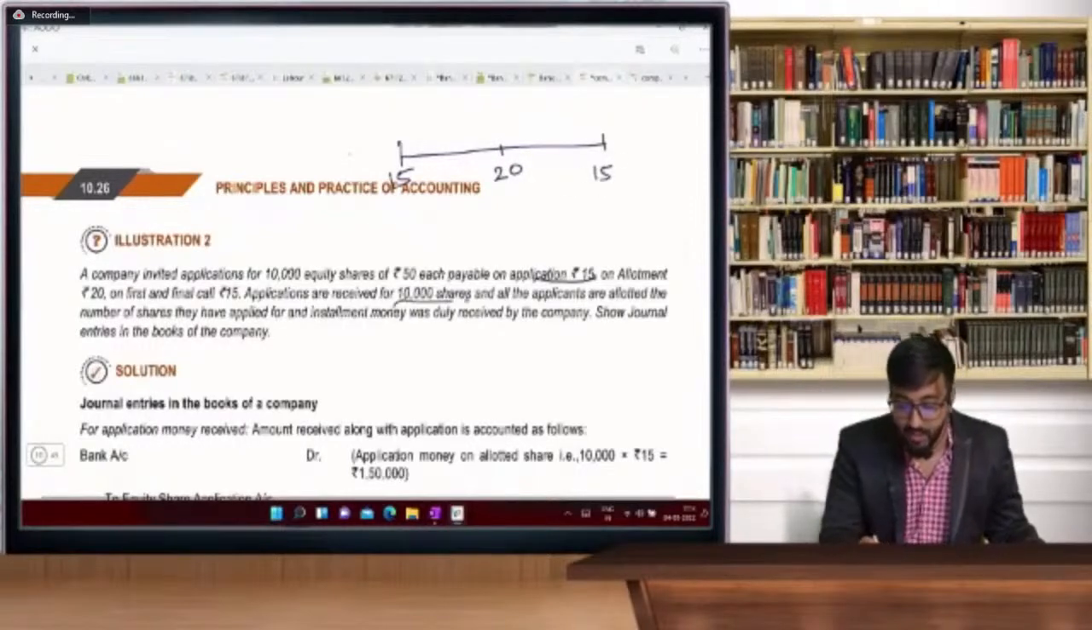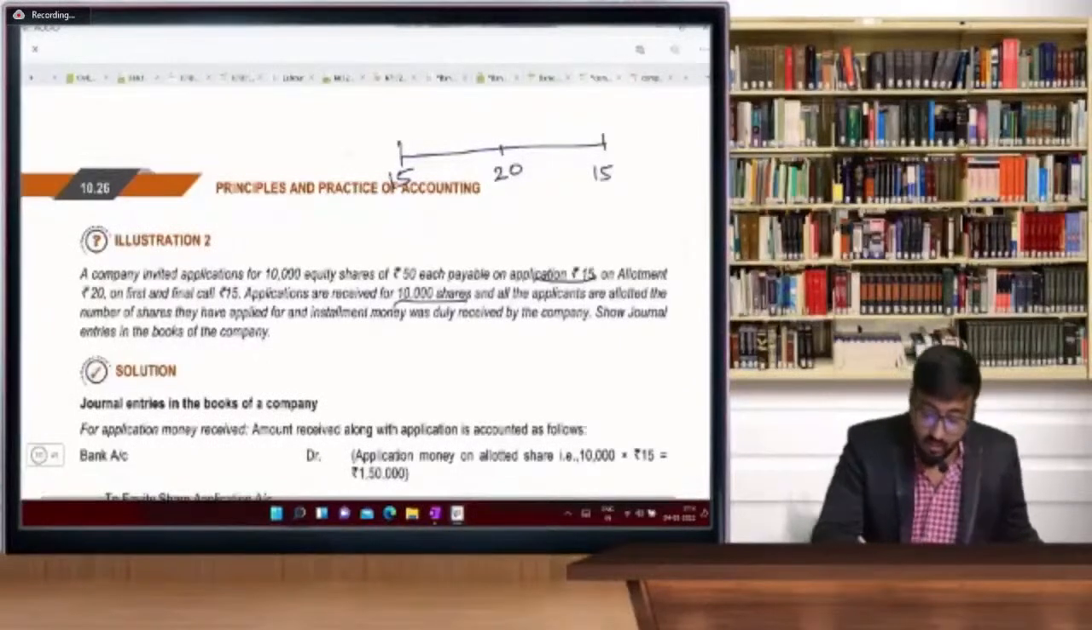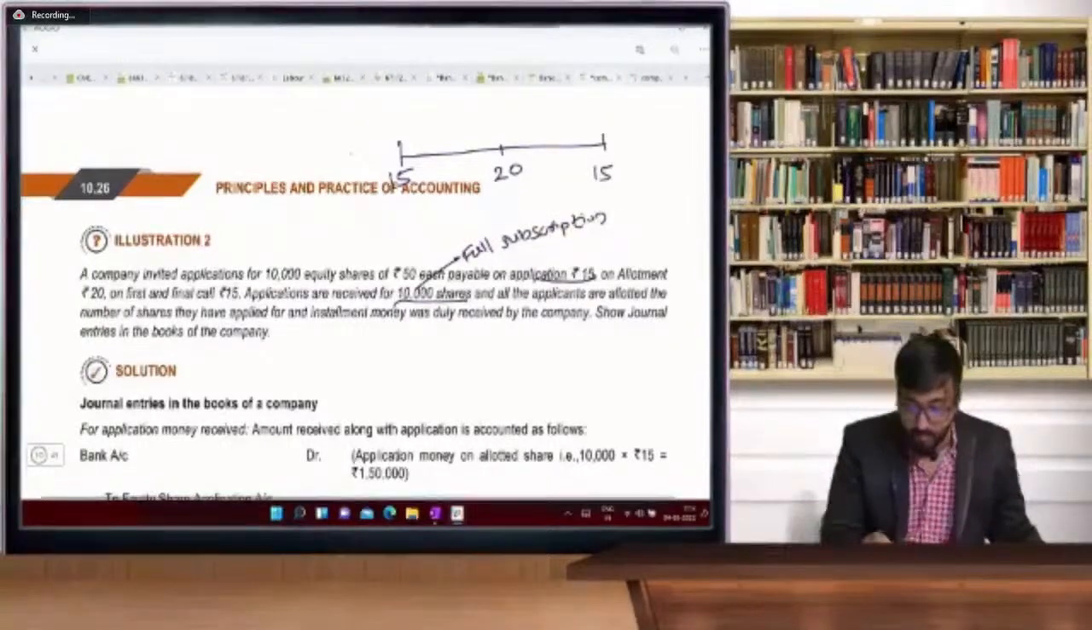You received applications for 10,000 shares. So, beta, this is full subscription. You can write over there: this is a full subscription. And all applicants were allotted the number of shares applied for, and installment money was duly received.